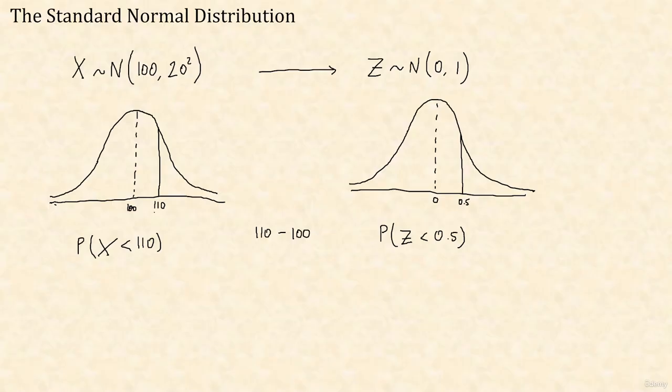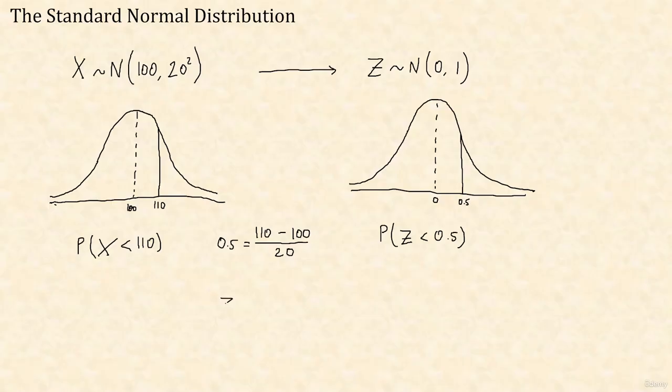Now, how many standard deviations is 10? Well, 10 divided by 20 is a half. And so that's where we got our half from. A half was 110 minus 100 over 20, and that's how we knew it was half a standard deviation above the mean. This can be generalized.